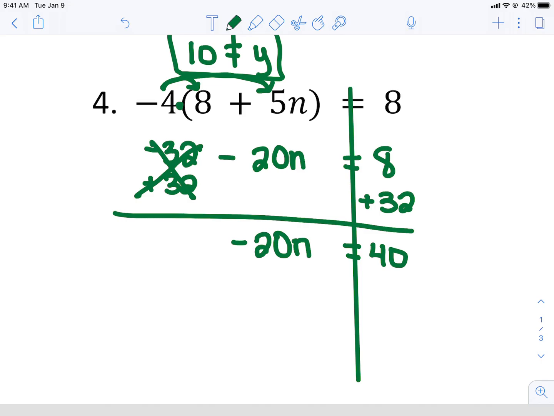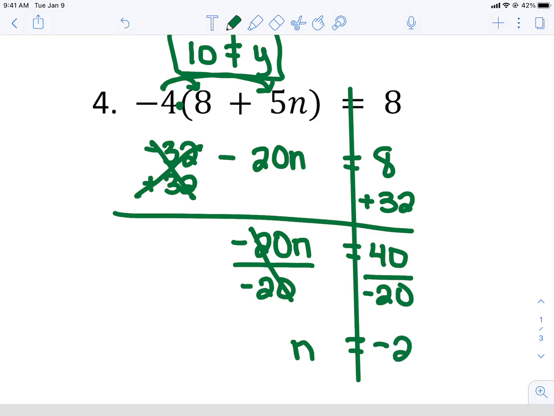Okay, the negative 20 and the n are being multiplied. Opposite is division, so I divide both sides by a negative 20. Negative 20n divided by negative 20, those make a 1n. And 40 divided by negative 20 is a negative 2.